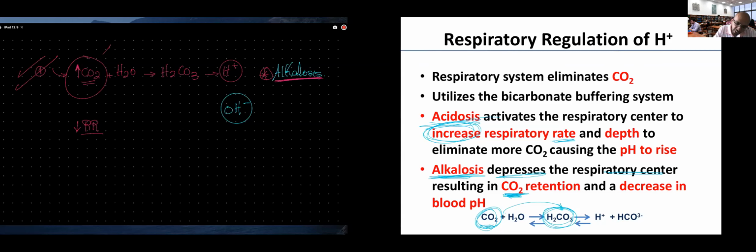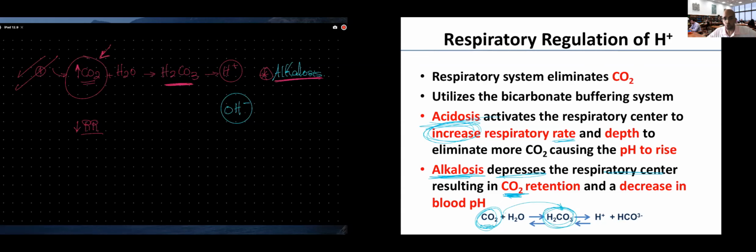And when you increase carbon dioxide in your blood, you are increasing what? You are increasing an acid. Remember, carbon dioxide in your blood is an acid. You breathe faster, you get rid of carbon dioxide. This means you get rid of an acid.